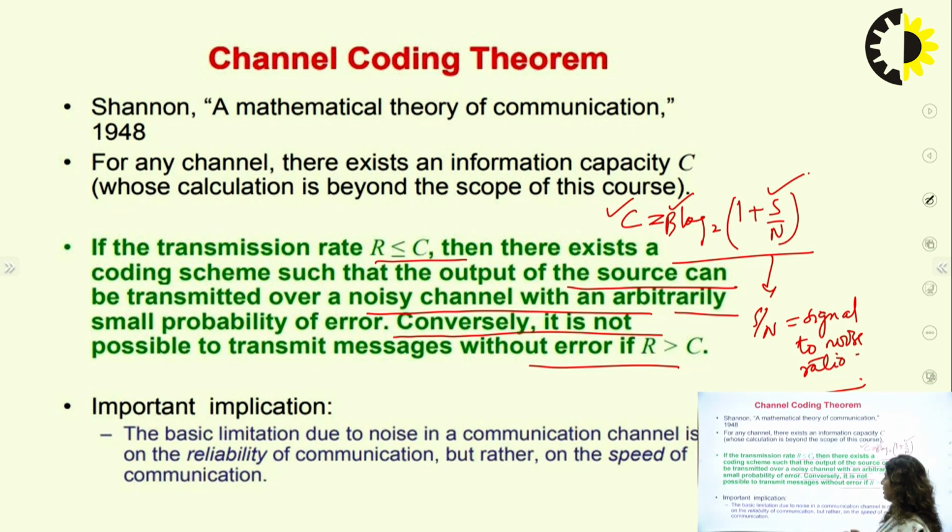An important implication of this theorem is that the basic limitation due to noise in a communication channel is not on the reliability of communication, but rather on the speed of communication. Shannon gave this capacity formula, C is equivalent to B log 2 (1 plus S by N). Suppose S by N is given as 10 dB and bandwidth is given as 10 Hertz. We can easily find the capacity of the channel.